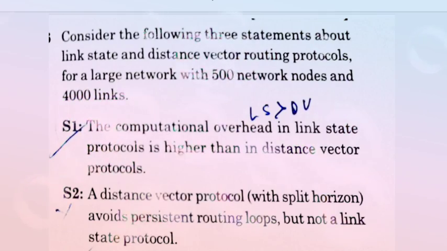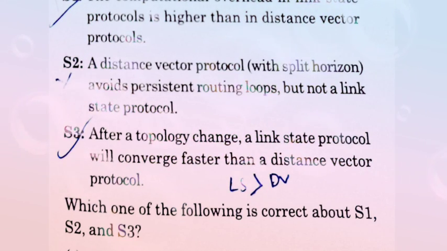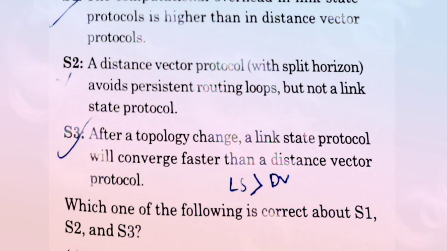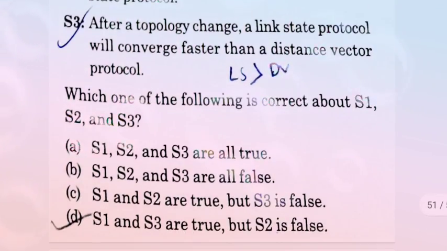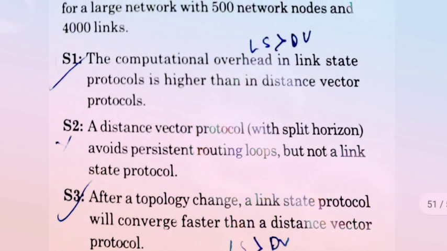Your next statement is defined as a distance vector protocol with split horizon avoiding the persistent routing loop but not a link state protocol. So it is false. Next, after a topology change, a link state protocol will converge faster than a distance vector protocol. Yes, this is also true. So which one of the following is correct about S1, S2 and S3? We say that option D is correct. Why? Because we know that S1 and S3 are true, but S2 is false as per the given statements.